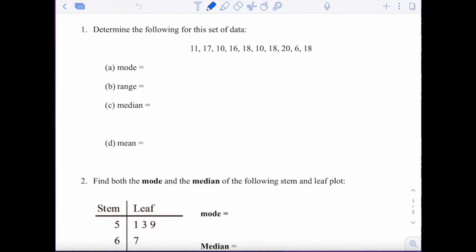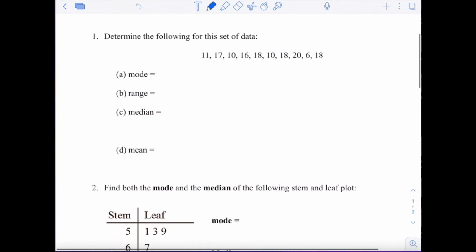So we know that anytime we have a list of data, if we're going to find things about it, we really should put it in order from smallest to largest. So let's do that first. So I'm going to write this as 6, 10, 10, 11, 16, 18, 18, 18. Oops, 17 goes first. 17, 18, 18, 18, 20.